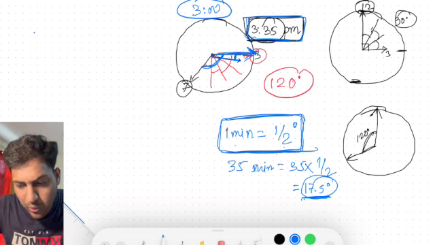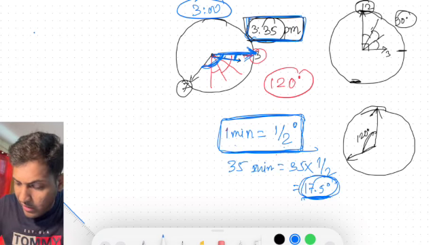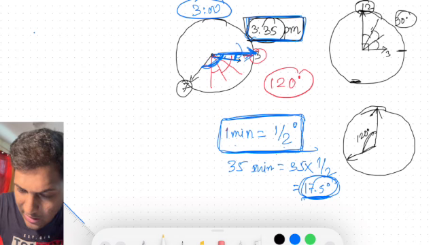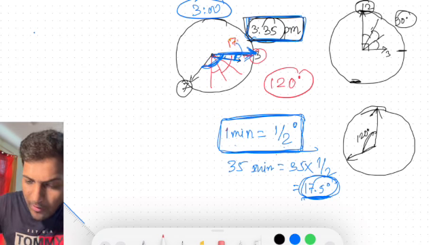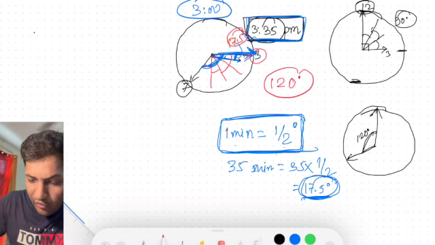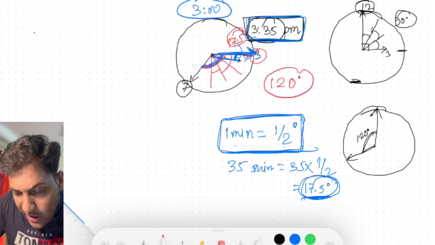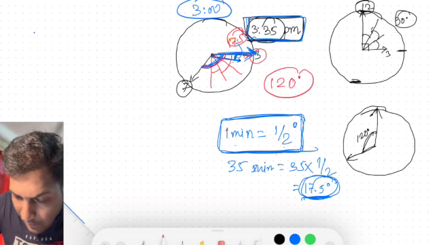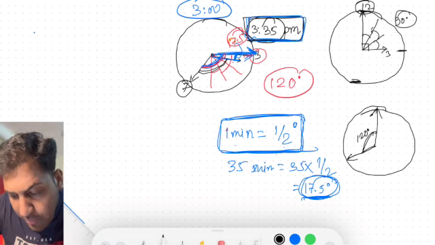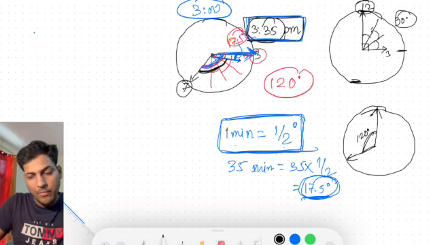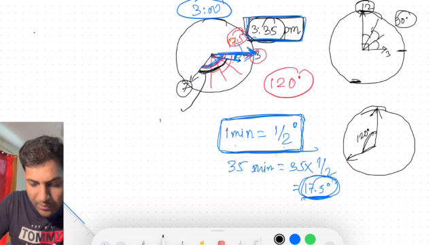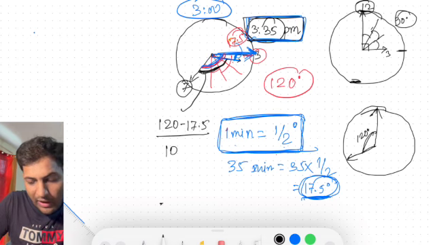Now this total angle is 120 and this is 17.5. What is the meaning of this 17.5? That this angle, I will change the color, is 17.5. So the gap between these two hands, which I have denoted with the black color, is equal to 120 minus 17.5, that equals 102.5 degrees.